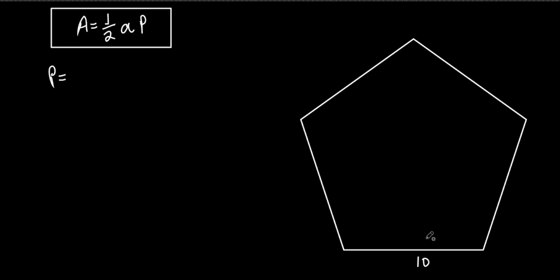So how would I find the perimeter of this? 10 times 5. That's right. There's 5 sides, right? So this would be 10. This would be 10, 10, 10, right? And so it's just 5 times 10, which is what? 50.